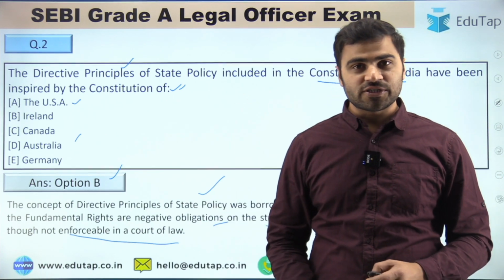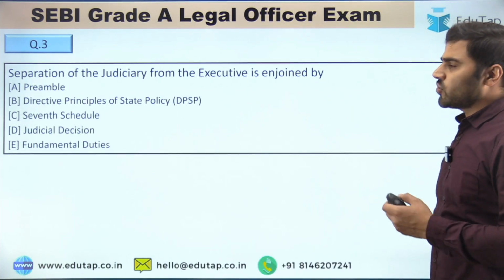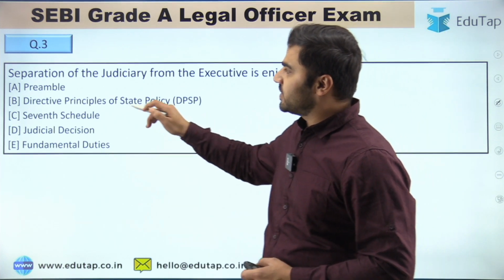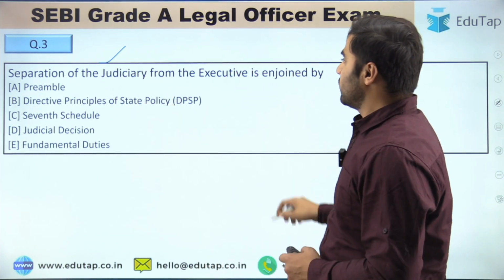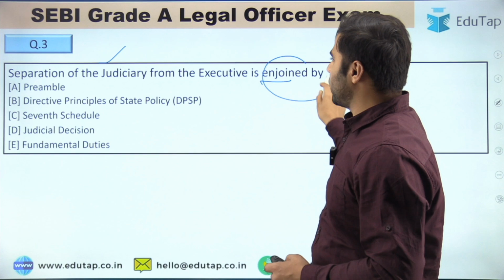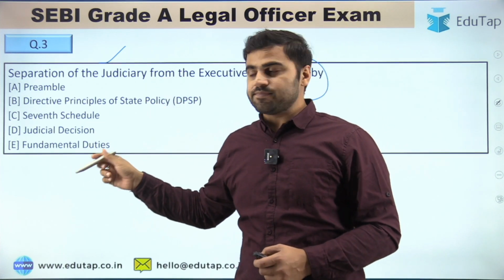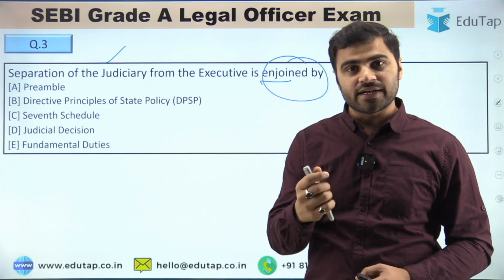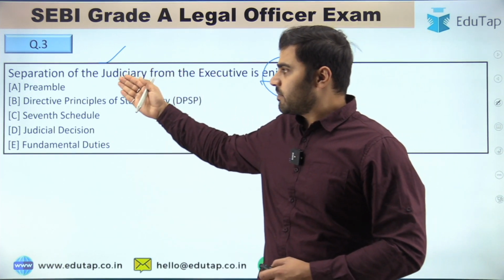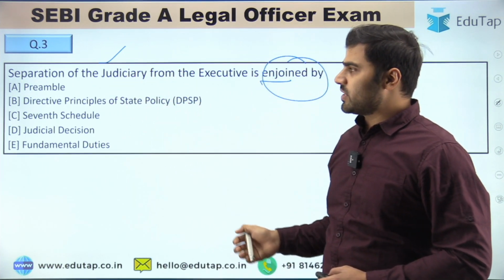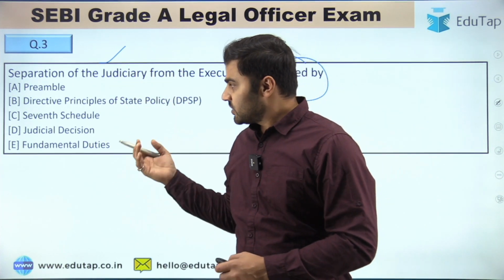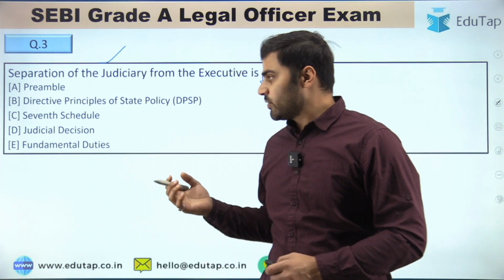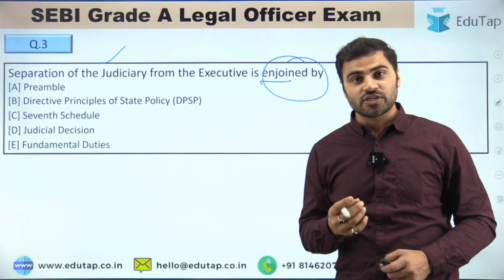Now let's move to question number third. Question number third is, separation of the judiciary from the executive is enjoined by which component of our Indian Constitution? Your options are preamble, directive principles of state policy, 7th schedule, judicial decision or fundamental duties. So what is the right answer for question number third?